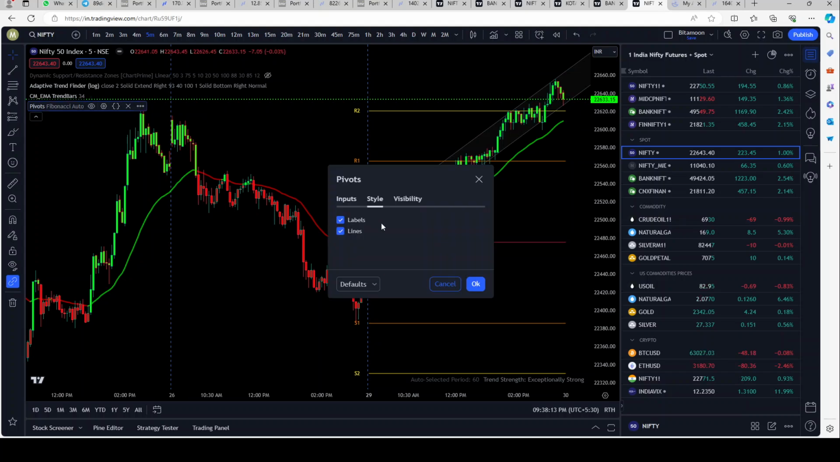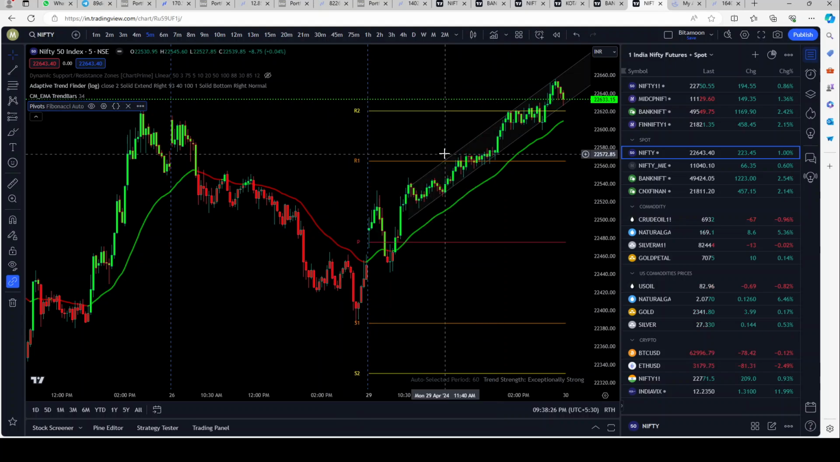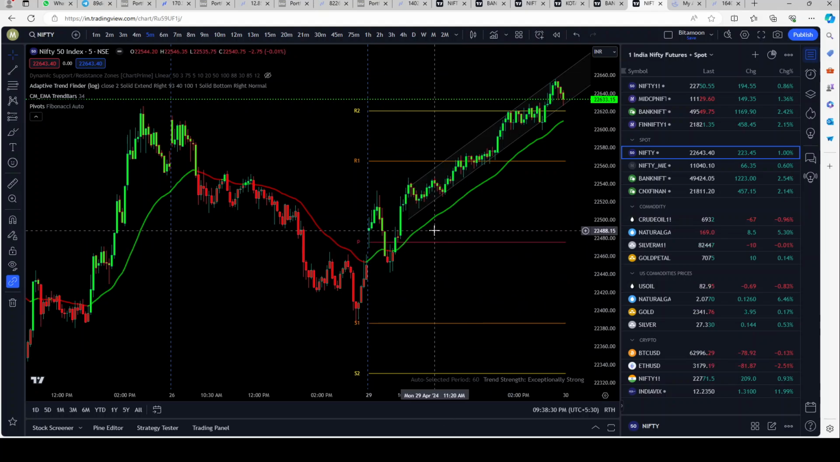Fibonacci Pivots, it's on its default settings over here. The only thing that I've changed is the colors of the lines. By default, all lines will be in a single color. I've just used different colors and nothing else has been changed. All right, so if you use Fibonacci Pivots, you will get the support and resistance points, as you can see, R1 over here, R2 over here.